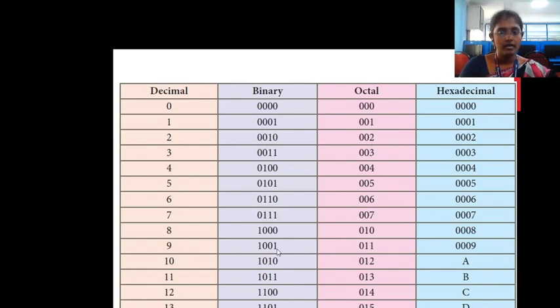Up to 9 it goes like this, and for 10 this is the binary representation, that is 8, 4, 2, 1. 8 plus 2 is 10, so 1010 is the binary representation for 10, and for octal it is 12. Why? Because in octal this two-digit number is considered as one set and another set of numbers. In hexadecimal, 10 is represented by capital A, up to 15. This is the representation of the numbers from 0 to 15 in all four number systems.